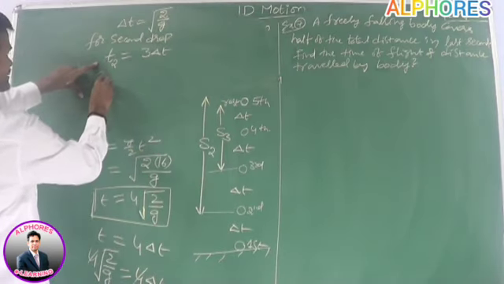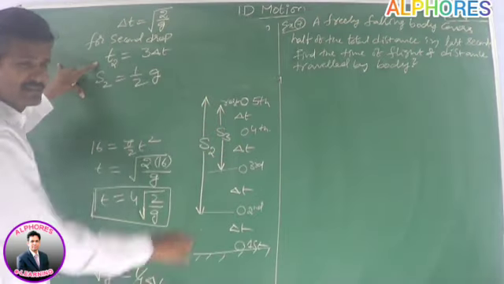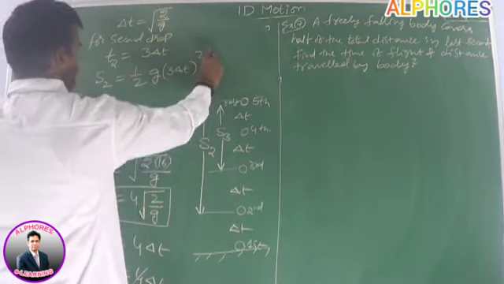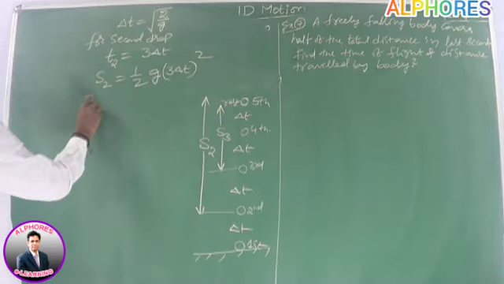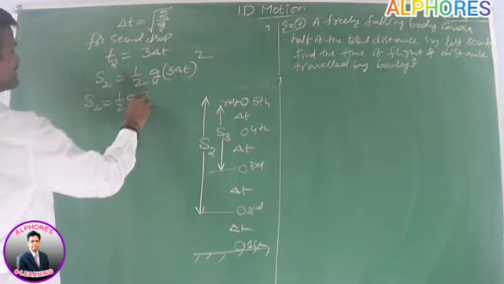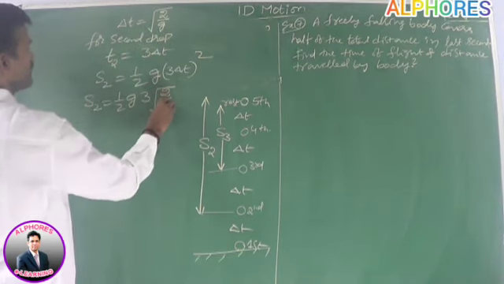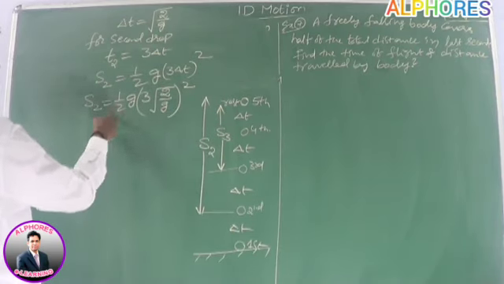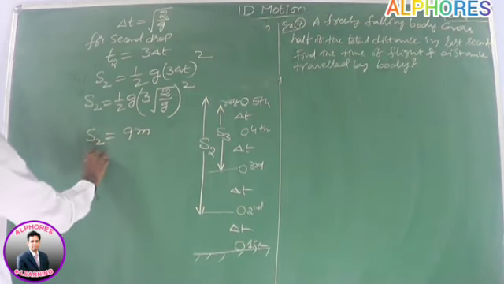So its distance S2 is half g, half g is for everywhere, its body is falling freely. So this is 3 into delta t whole square. You can get S2. What is S2? S2 is half g into 3 into delta t, under root 2h by g, squared. We can get this half g cancelled. This is 9 meters.